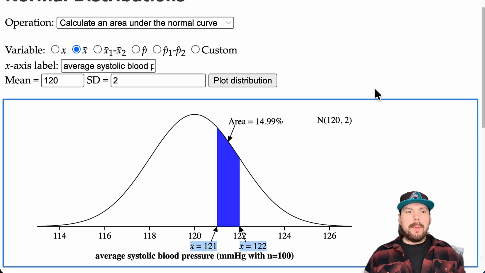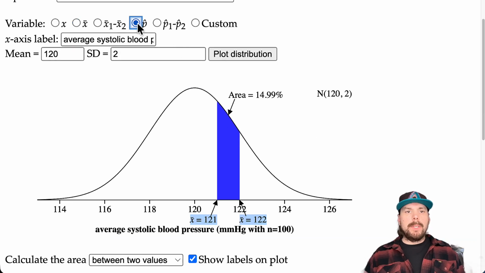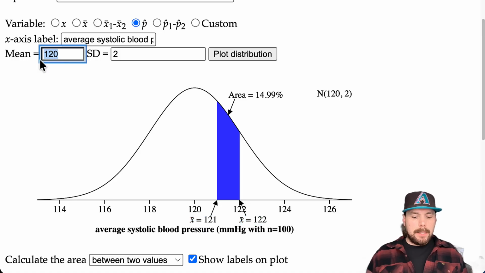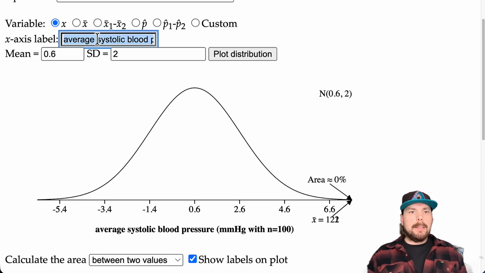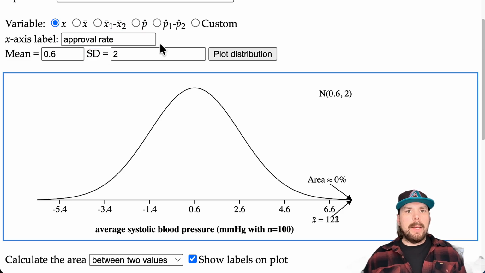And the other example I wanted to look at is, for example, p-hat, sample proportion. We might use that to represent results of a survey. So let's say we take a survey and we get a 60% approval rating. That's going to be 0.6. I'm going to call this approval rating or approval rate on the x-axis.